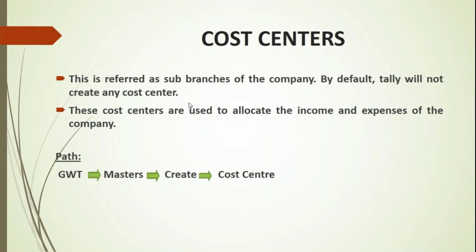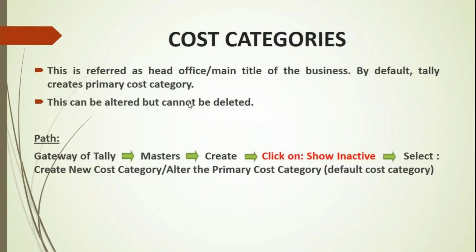So if we have to go for sub-allocation of any income or expenses of the company, the best way we can do it is through these cost categories and cost centers. Okay, so how to go about it? Let's check. Now I'll give you a small example for the same.